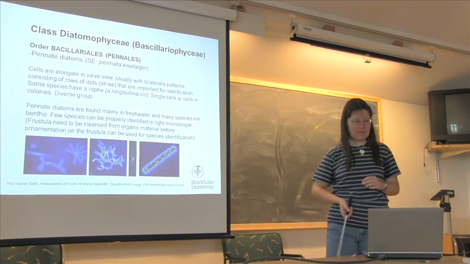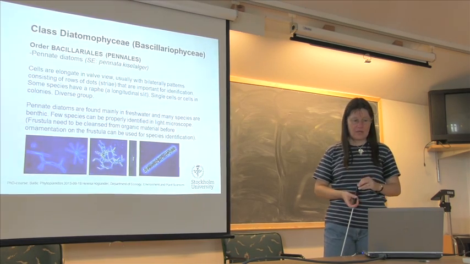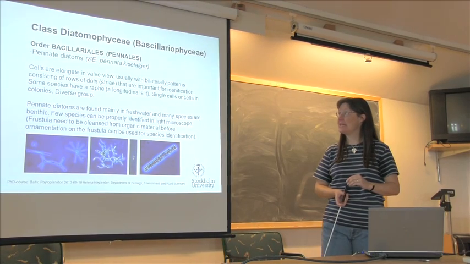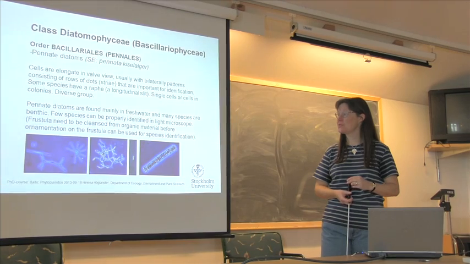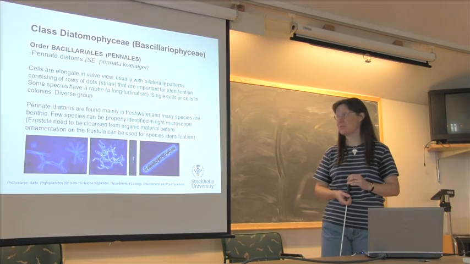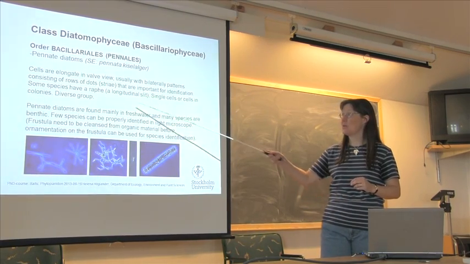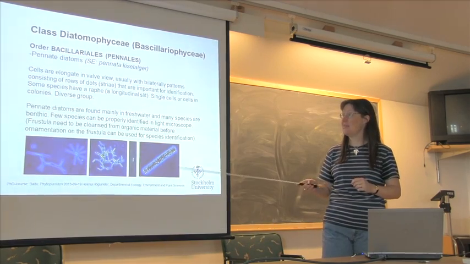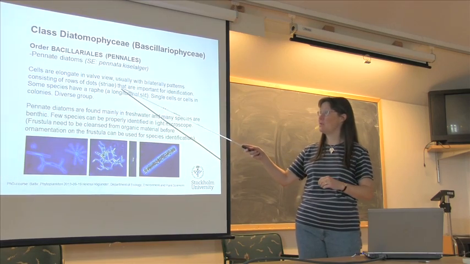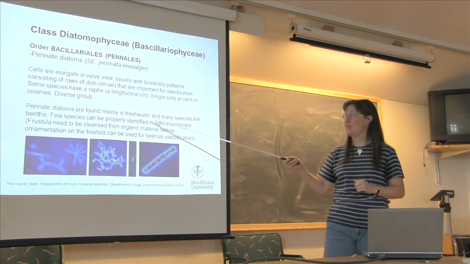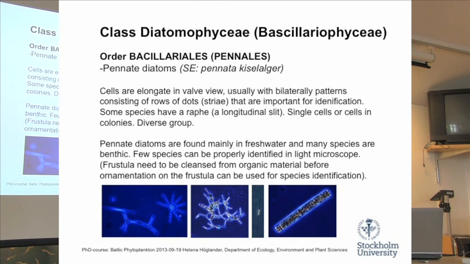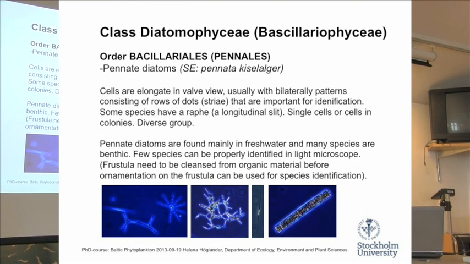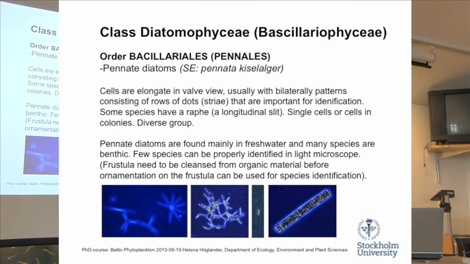And then we have the pennate diatoms, the Bacillariales, and most of them are actually freshwater species. These cells are more elongated in view, rod-shaped, and they have a lot of rows of dots, striae, that are important for identification. They can be either single cells or cells in colonies, and it's a very diverse group. There are not that many pelagic species; it's more a benthic group.